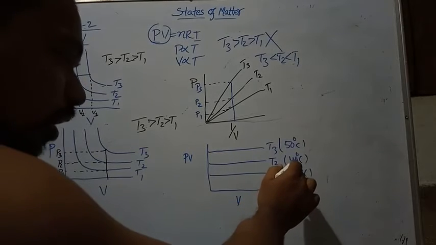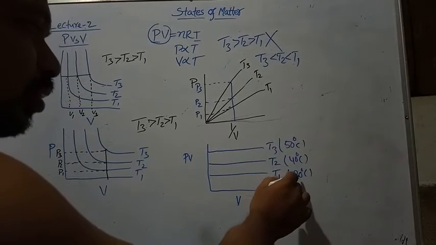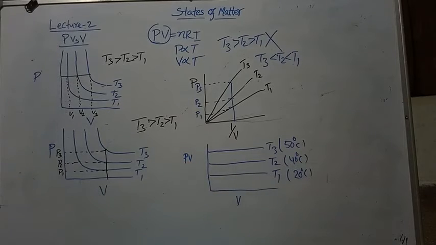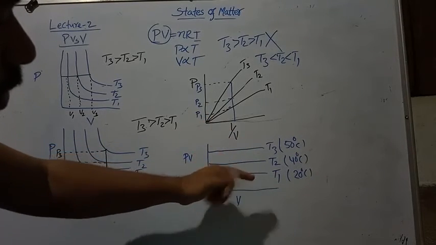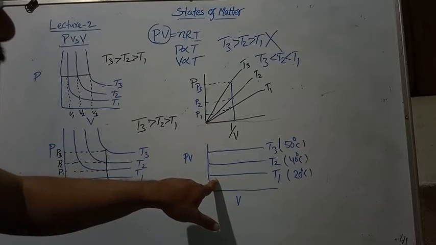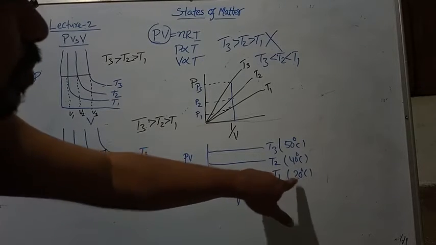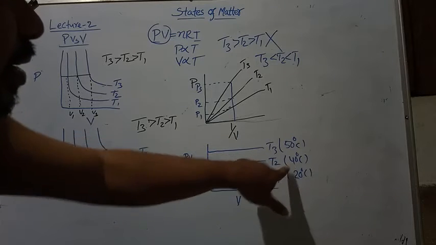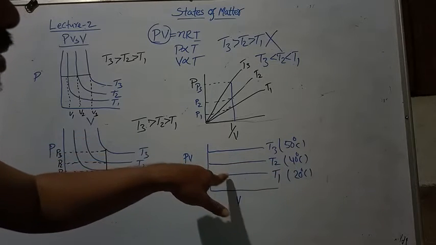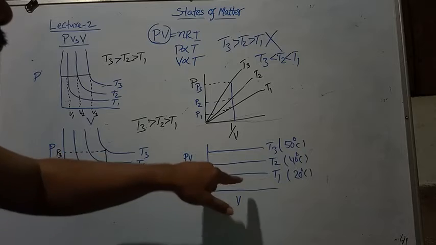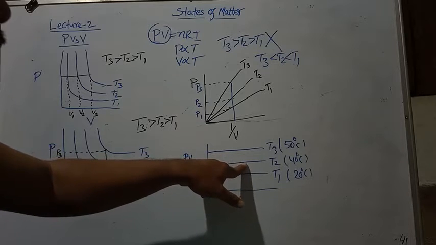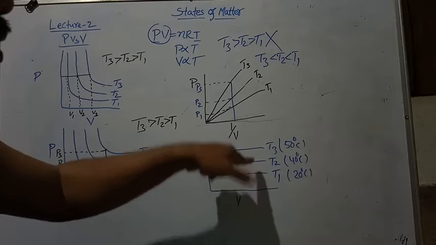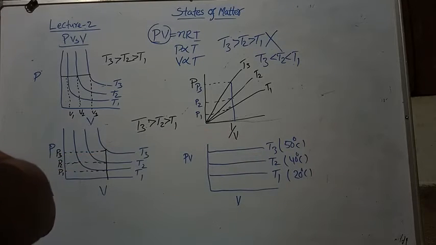When compared to 40 degrees Celsius, at 20 degrees Celsius the product of PV will be less. That is the reason why. See that, the PV value at this temperature will be here. At 40, temperature increasing, what happens to the PV value? Somewhat above T1. At 50 degrees Celsius, the PV value is somewhat above T2.